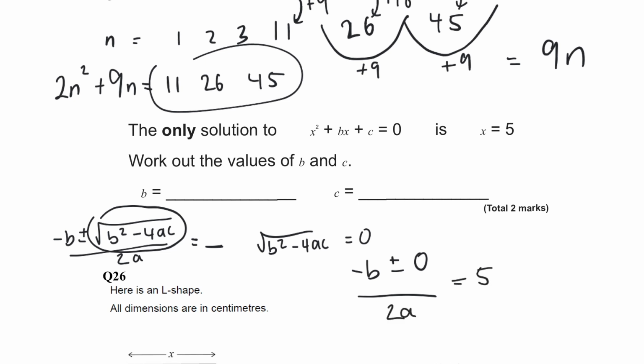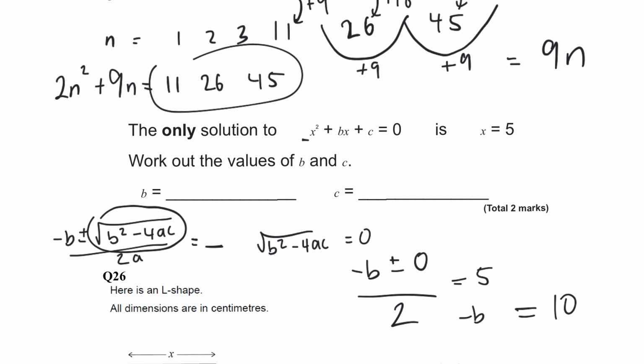So what we can do is we know what our a is because it's just said x squared. So a is just 1. So 2 times 1 would be 2. So then to rearrange this to work out what b is, minus b plus or minus 0 is equal to 10. Anything plus 0 is just really nothing because 0 is equivalent to nothing.